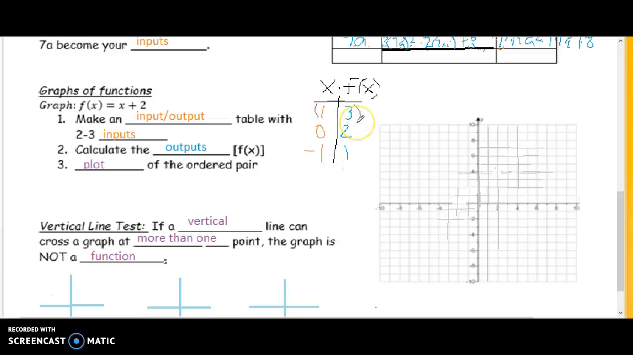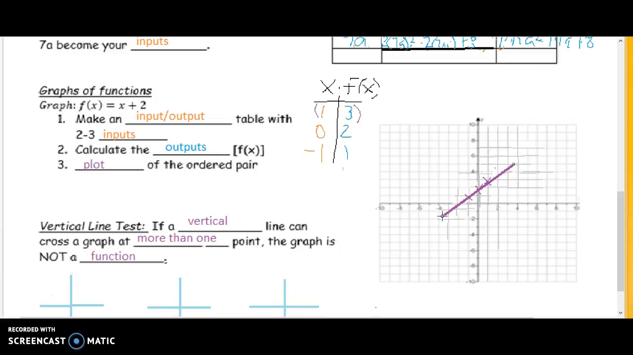So, 1, 3, I'm going to make a little mark there. 0, 2, and then negative 1, 1. So those would be my plots, and when you do it on MyLabs, you have your little line tool. So you would only really need to plot 2 of the points to do it on your MyLabs, but if you're doing it by hand, you would want to do 3. So there would be your line, something like that.